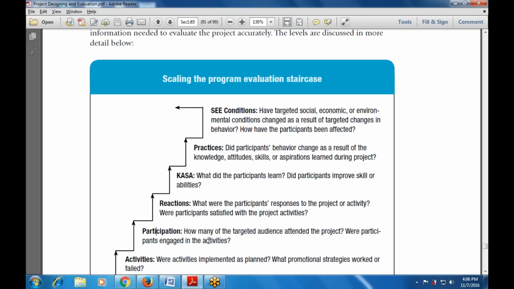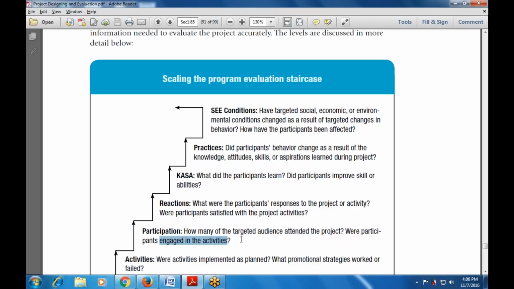Then next one is the participation. How many of the targeted audience attended the project? Were the participants engaged in the activity or not? This is also one of the questions, that is the participation.